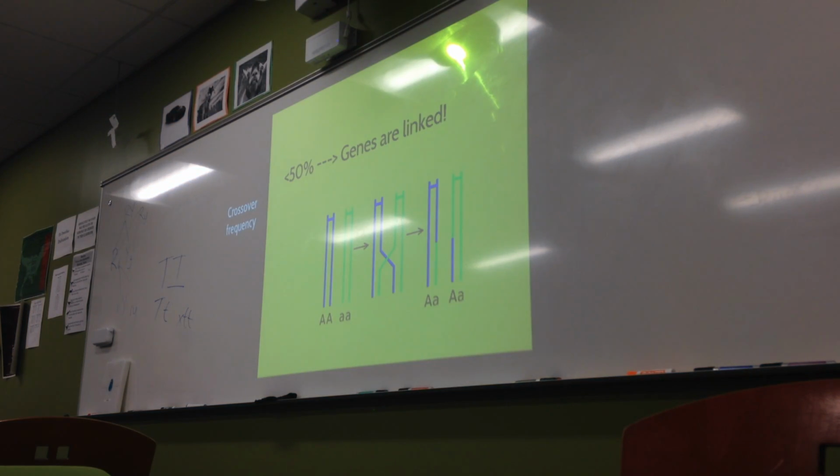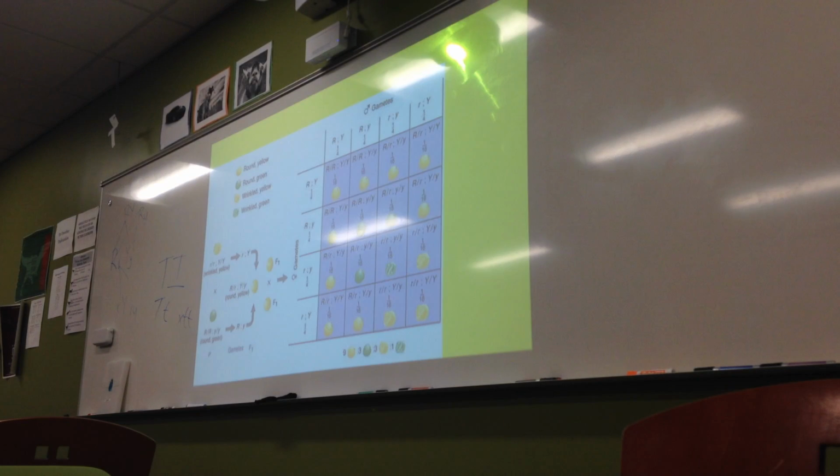In a crossover, if you have a crossover frequency or a recombination frequency of less than 50%, you can assume that the genes are linked, or it's a high probability that the genes are linked. If it's greater than 50%, probably not linked.